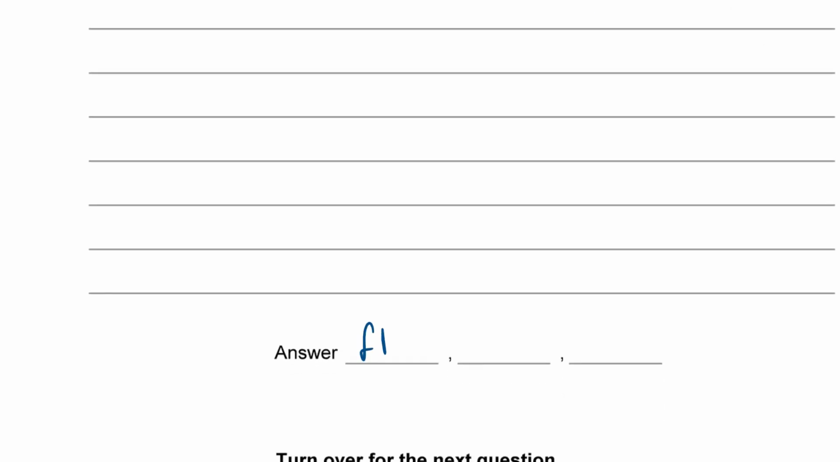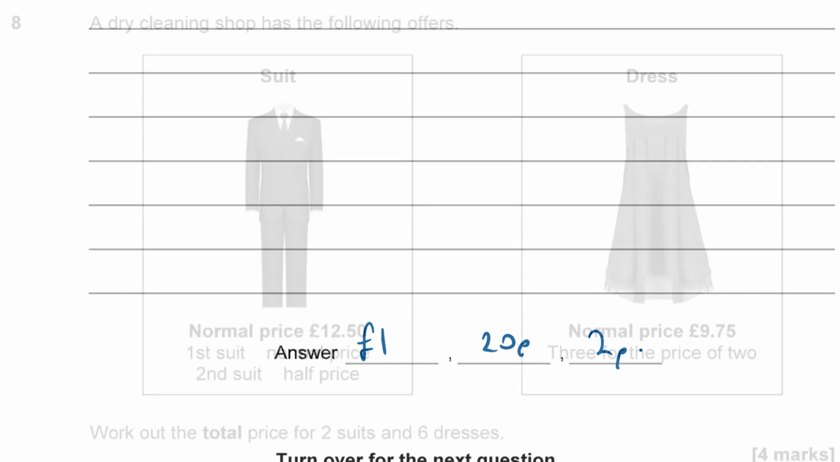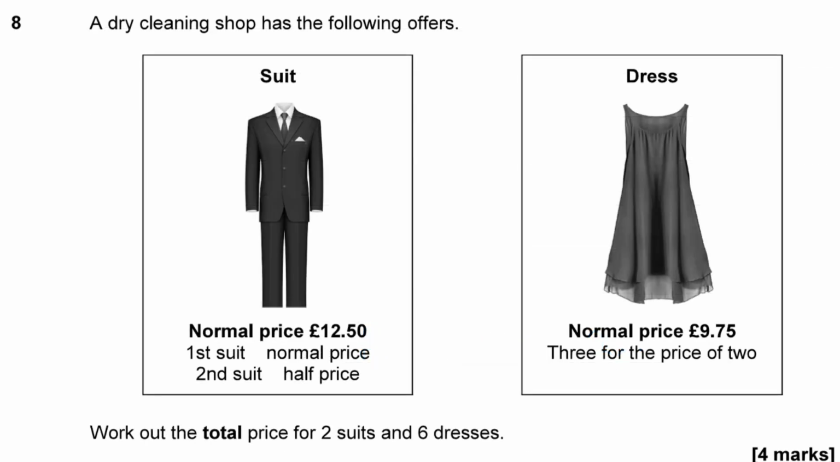So the pound coin, the 20p coin and the 2p coin. Question 8. A dry cleaning shop has the following offers. For a suit, the normal price is £12.50, and they've got an offer which says the first suit is normal price and the second suit is half price. And for dresses, the normal price is £9.75, and they're offering 3 for the price of 2. So we need to work out the total price of 2 suits and 6 dresses.